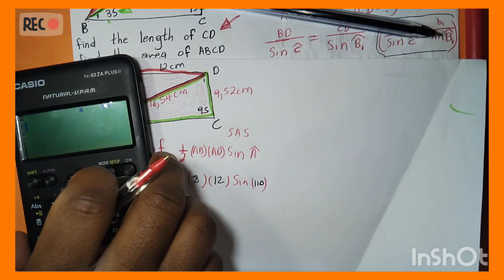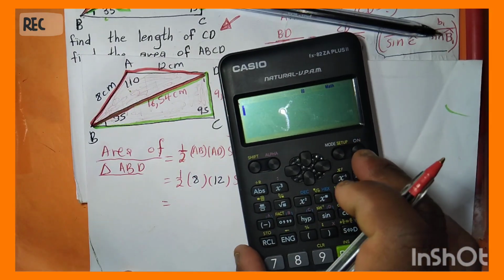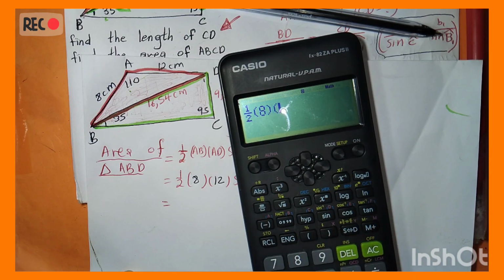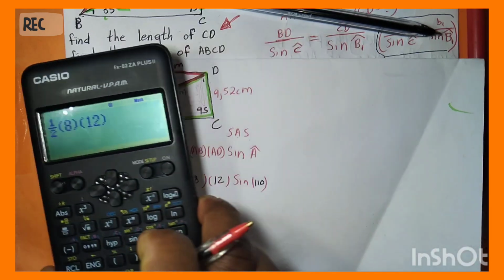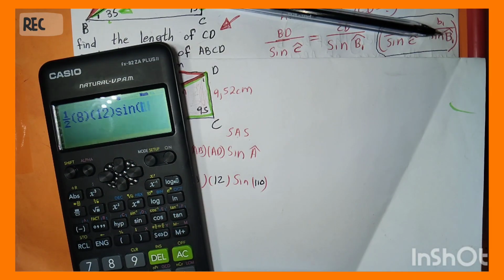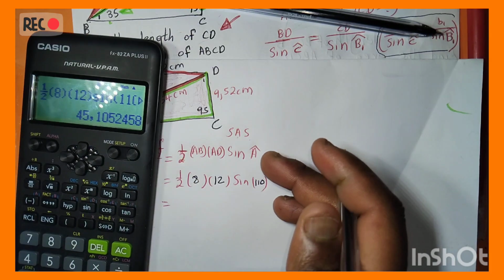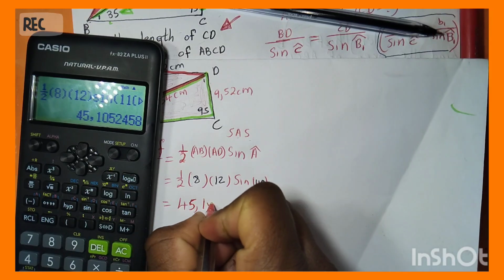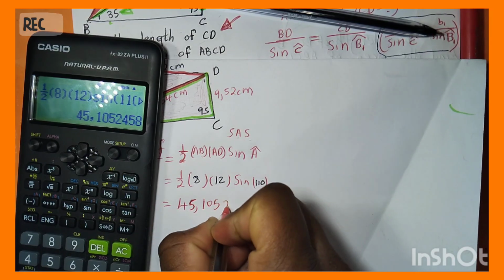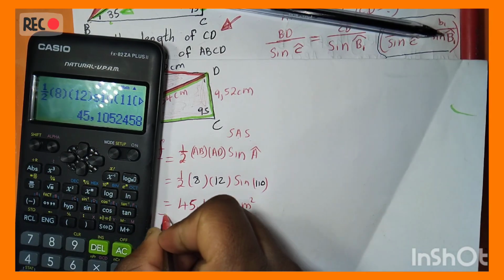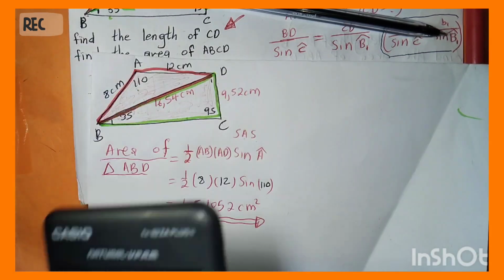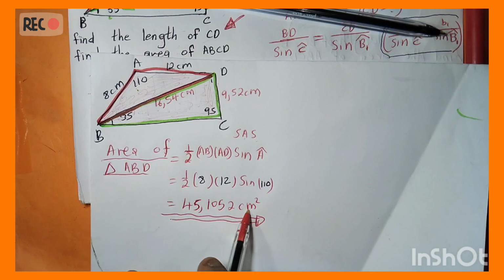So finding this area with my calculator, it's half, multiply by 8 and 12, and now sine 110. So straightforward, it means here I'll just get 45.105 centimeters squared. Don't forget that all the time when you calculate the area, you should put that squared there.